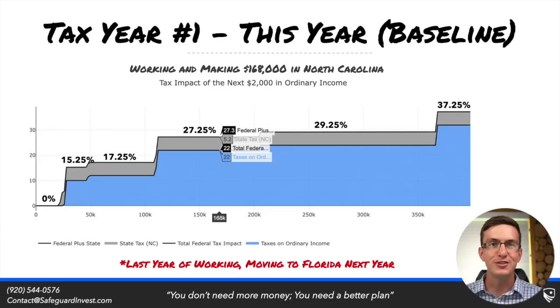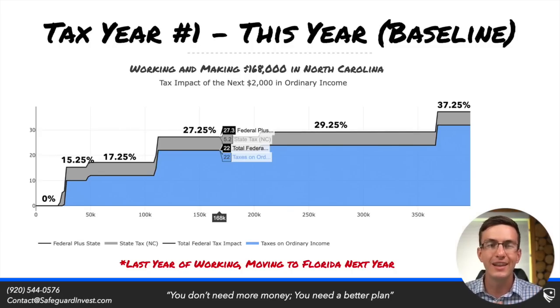Now, the first year that everyone should start looking at inside of their tax plan is their baseline year, which is generally this year. Science teaches us that anytime we're making a decision, we need to start with our control. Well, our baseline is our control. Now, for this specific situation, we're actually going to be looking at the last year that this couple was working, 2021, and remembering that they're planning on moving when they retire to another state that has no income tax. They currently have a state income tax here.